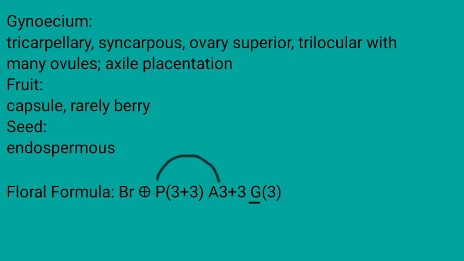Here, a line is present on top of the P and A, which means epitepalous condition. G3, gynoecium, ovary contains 3 carpels. The 3 carpels are fused with each other, which means syncarpous condition. An underline present under G means the gynoecium is present on the thalamus, which indicates superior ovary.